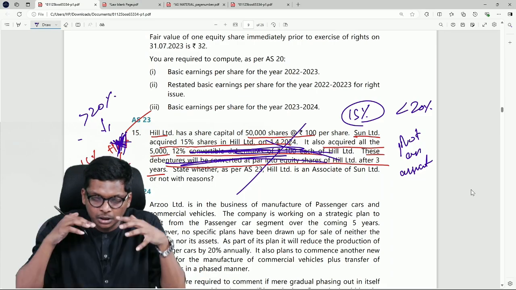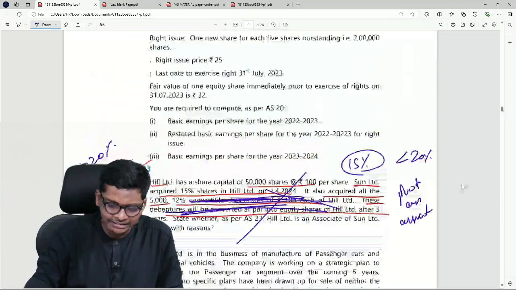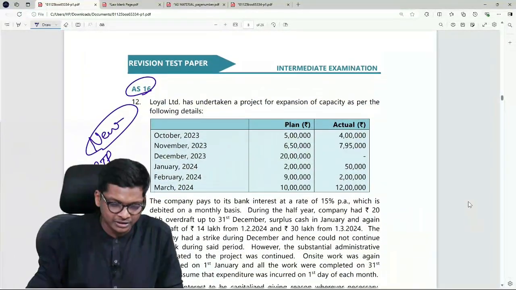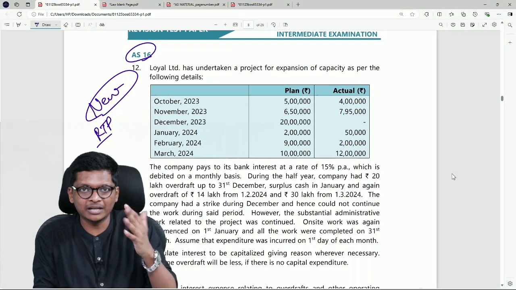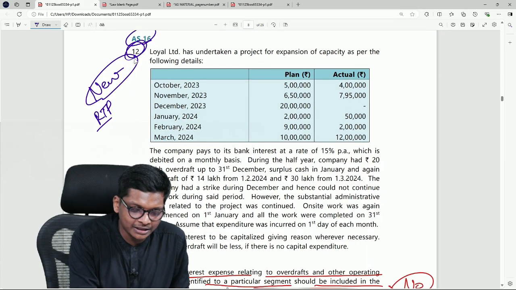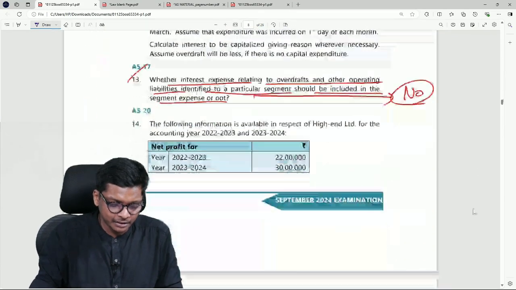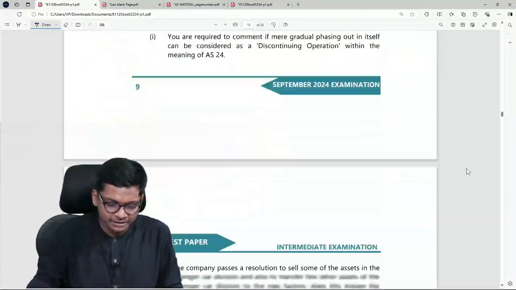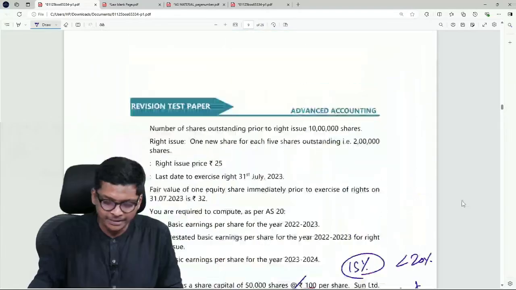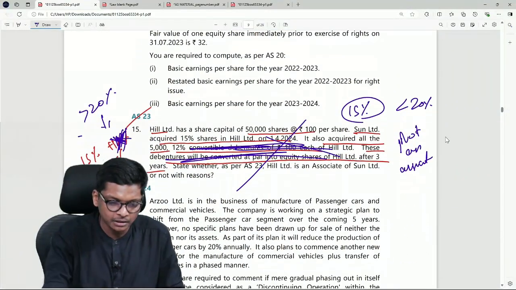Now, are you following, guys? With this, AS 23 also is done, guys. So what all questions do we have left? 1 to 11 everything is done. 12th question is pending, and then AS 20, and then just a few more questions, and then we will be done, guys. We will be done.